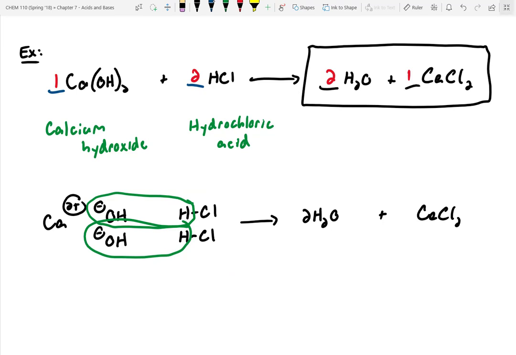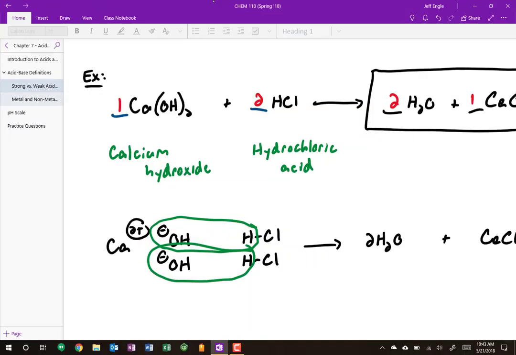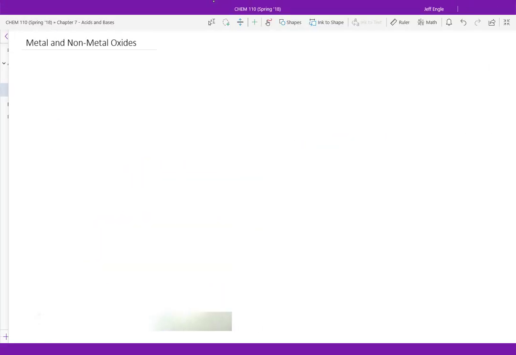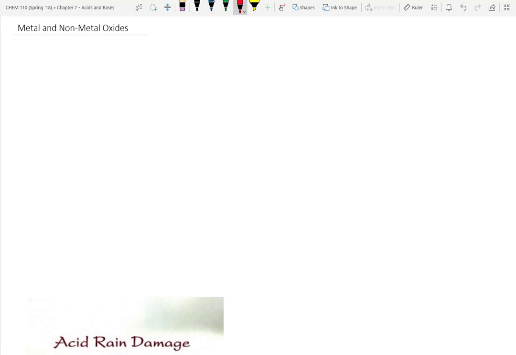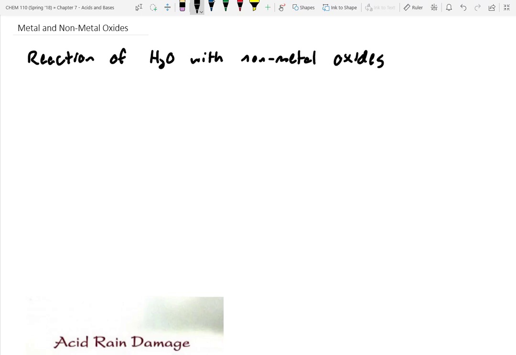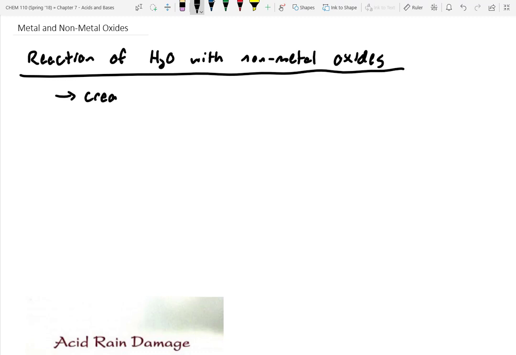All right. So now we get to talk a little bit about environmental chemistry, but I'll try not to be on my soapbox for too long. We're going to talk about reactions of metals and non-metal oxides. So the first one is reaction of water with non-metal oxides. And anytime you react a non-metal oxide with water, you create an acid.